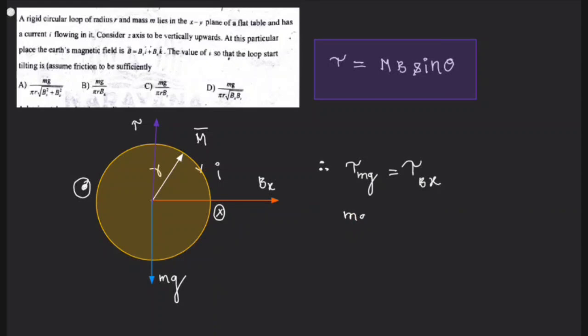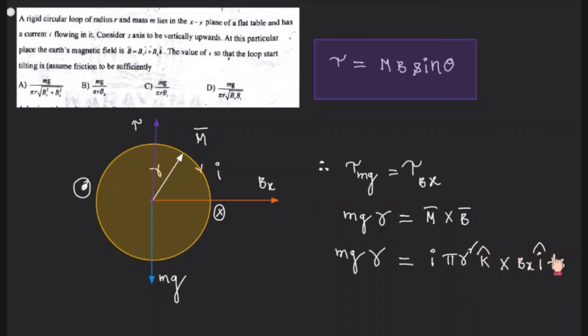So therefore I could say this is mg into r will be equal to tau due to the BX, which can be written as m bar cross b bar, right? So m into g into r is equal to m bar, which can be written as I into area, pi r square into k cap, right? This area cross B is nothing but Bx I cap plus Bz k cap, right? So if you do it, you will get the answer, right?